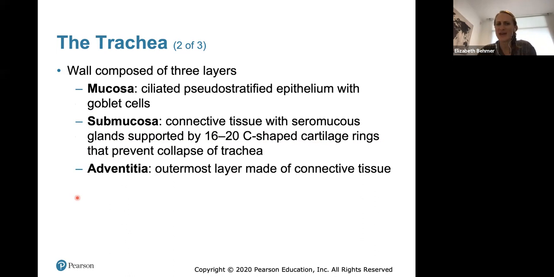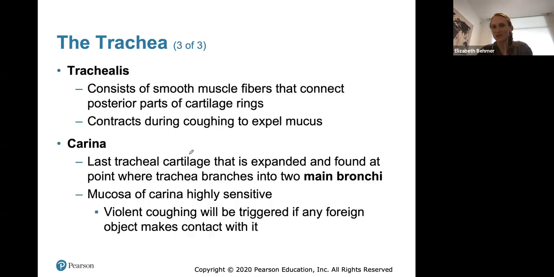The wall of the trachea, you have a mucosa. The mucosa is lined with this very special type of epithelium called ciliated pseudostratified with goblet cells. The submucosa is the connective tissue with those C-shaped cartilaginous rings that prevent collapse. And then the adventitia is the outermost layer that just helps to attach the trachea to the surrounding tissue.